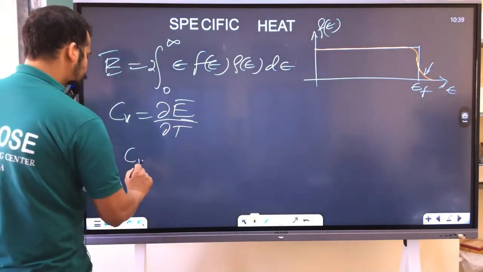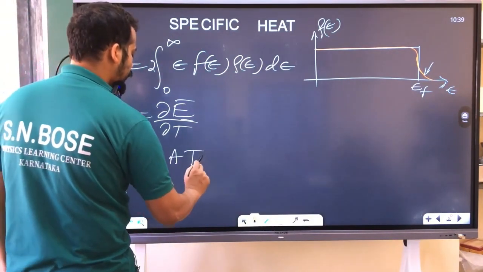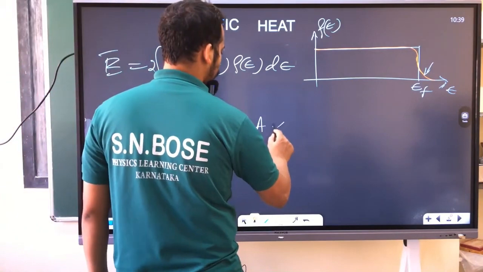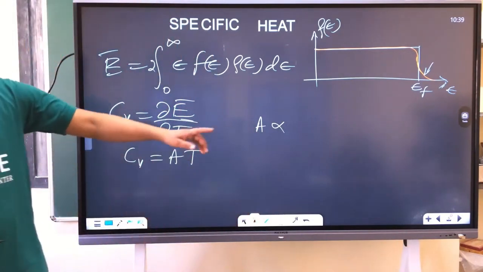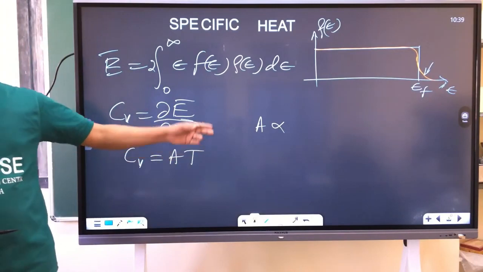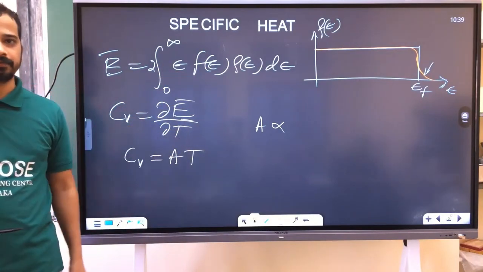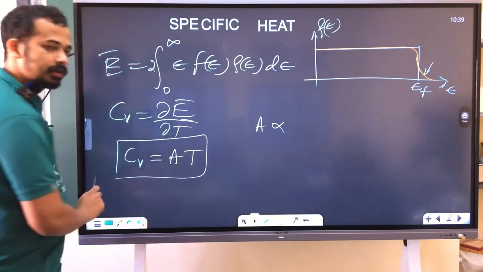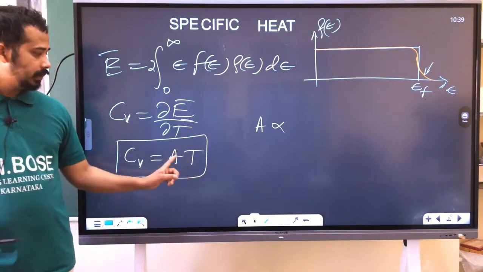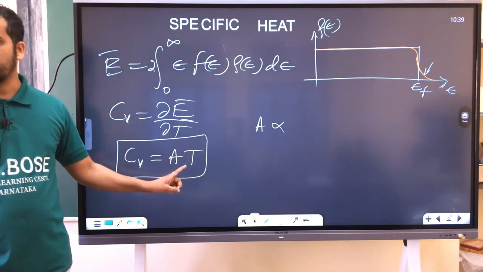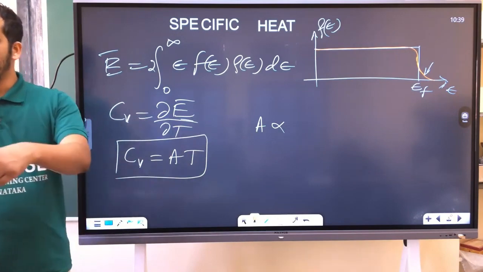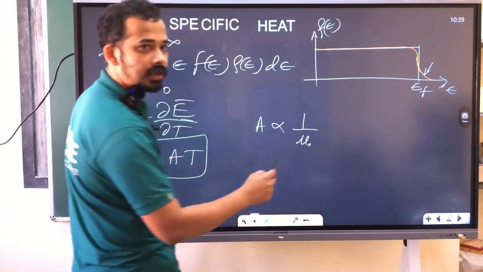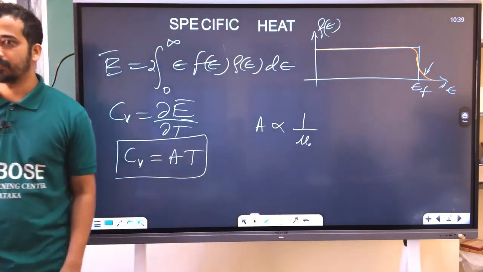But what you need to remember, CV is equal to A into T. It is proportional to T power 1. What I need is, what is this A proportional to? That depends on Fermi level, Fermi energy. That Fermi energy depends on density of the particles. Got my point? This is the electronic contribution to specific heat. But you should not only remember this proportionality, temperature term, you should remember what A contains. That contains mu naught or EF in the denominator. Check that out. That you should remember.